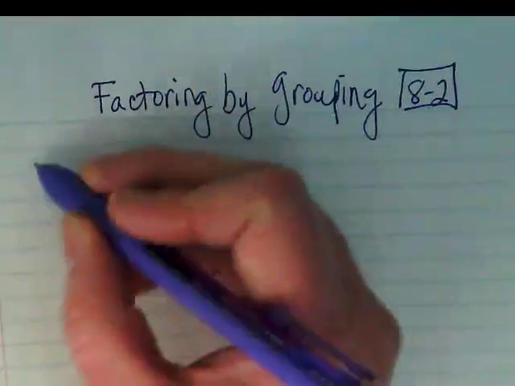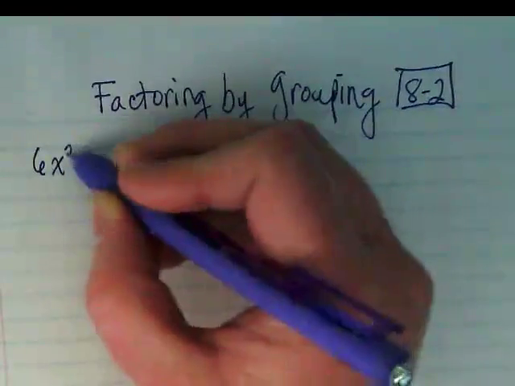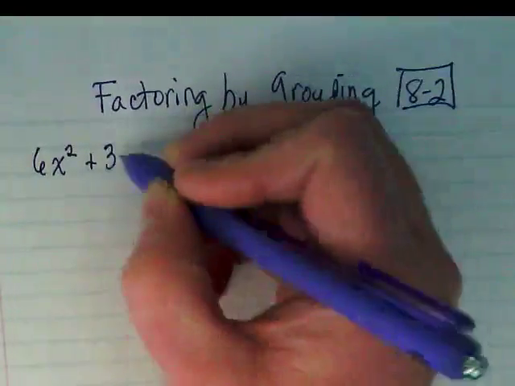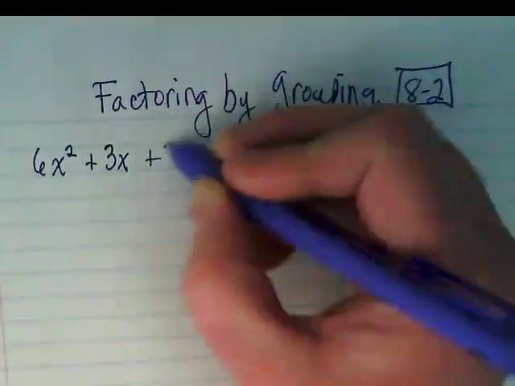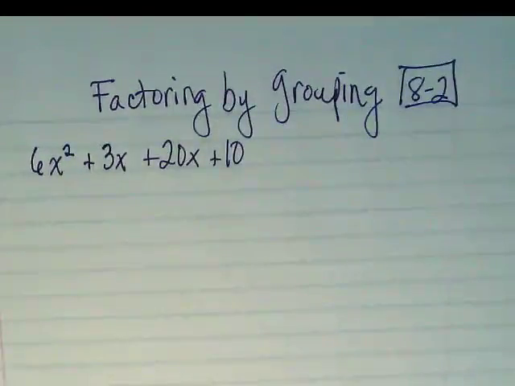Okay, I want you to start off with this, what looks like a crazy long polynomial. 6x squared plus 3x plus 20x plus 10. Just leave them in there.